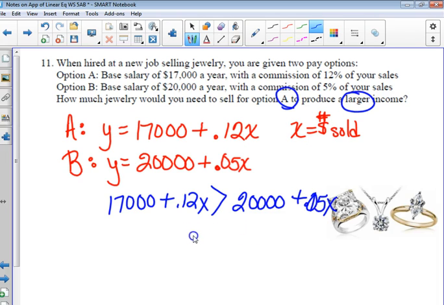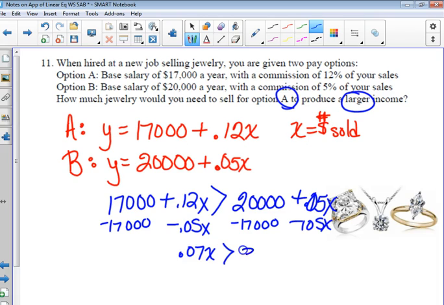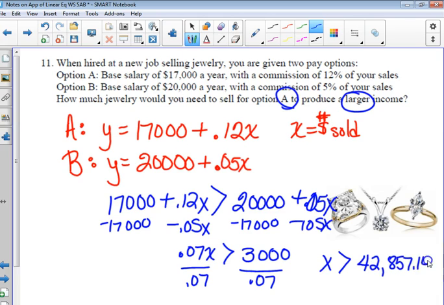It's just written differently. Right, if I subtract 0.05x from both sides and I subtract 17,000 from both sides, I'm skipping a lot of steps and just showing work very quickly here. I get 0.07x and 3,000, and when I divide, I get a really ugly number. X is greater than, is it 42,000 something? Some ugly thing like that.